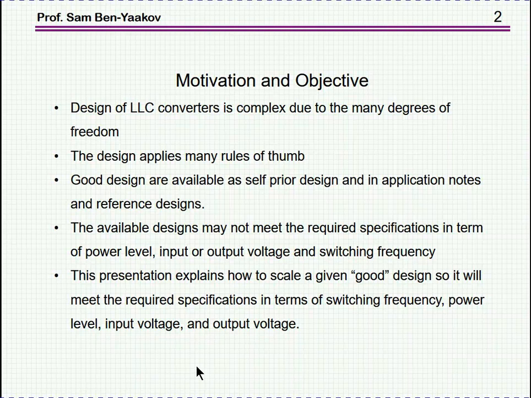The design of LLC converters is really complex because there are so many degrees of freedom. The design usually applies many rules of thumb and takes a lot of experience to design a good converter. Now, good designs are available as prior design, that is something that you have done sometime before, and in application notes and reference designs. The available designs, however, may not be exactly what you need for a given project.